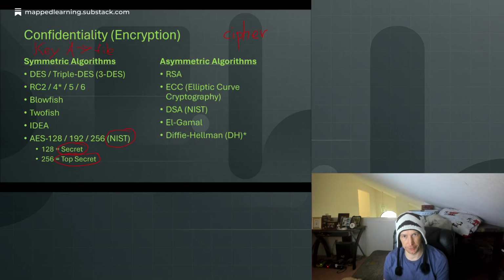Asymmetric encryption, on the other hand, asymmetric meaning different. If I have key A that encrypts the data, key B will decrypt it. How does it work? Well, the people that created asymmetric encryption are much smarter than I am.